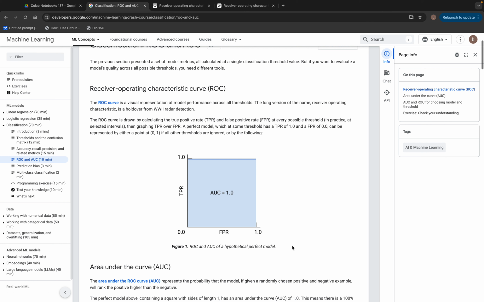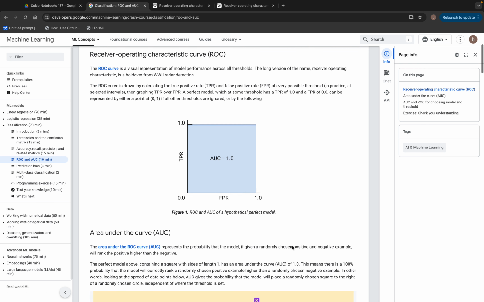So what are ROC curves? ROC stands for receiver operating characteristic. This has been around a long time. It actually comes from World War II radar detection, so it's a very engineering viewpoint, but it's been very useful for evaluating our different machine learning models over many different thresholds.